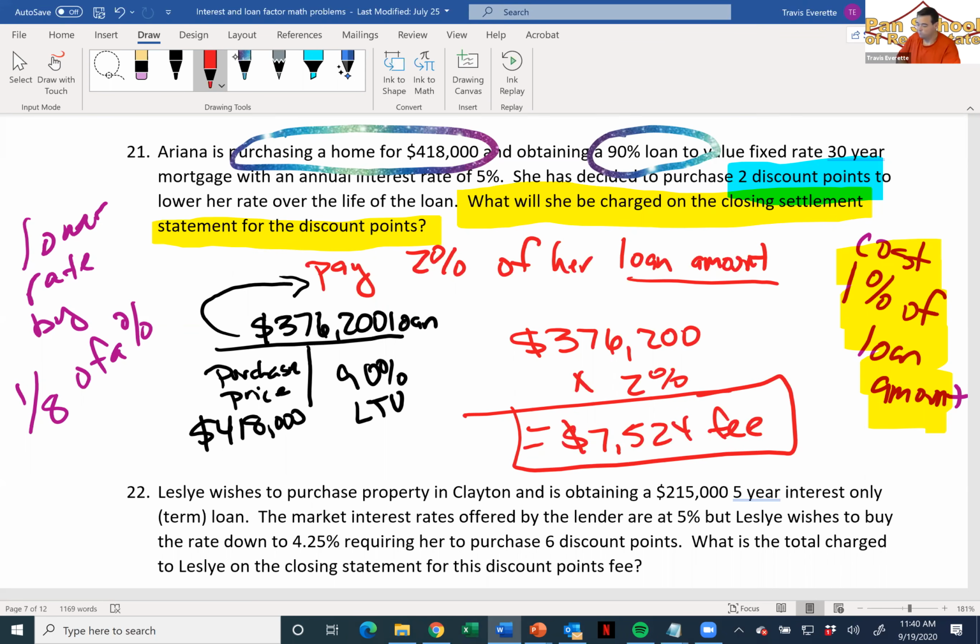Oh, God. It's a big fee, isn't it? Just to purchase the discount points? That would be on the day she closed on that loan. She would owe the bank $7,000. She would have to write a check to her lender for $7,524 on that day. And remind me again, why would you do that? To lower the rate. Well, we've already established that.